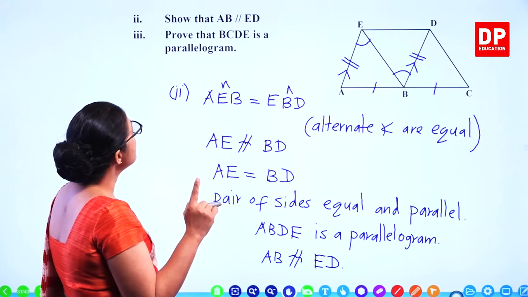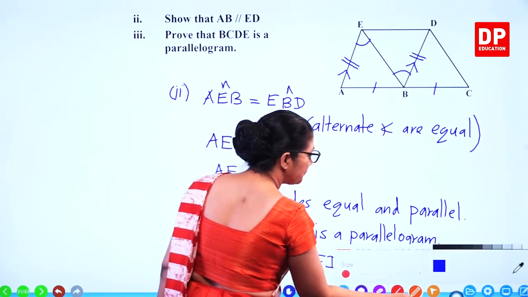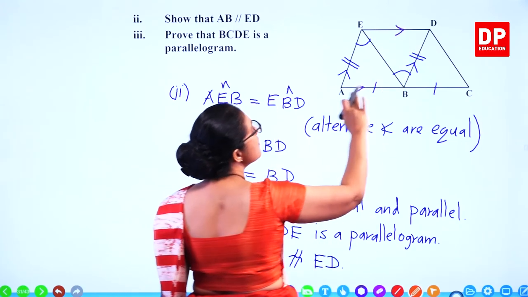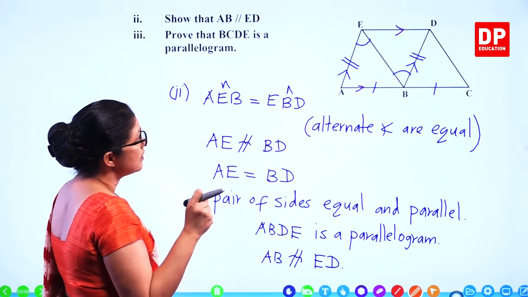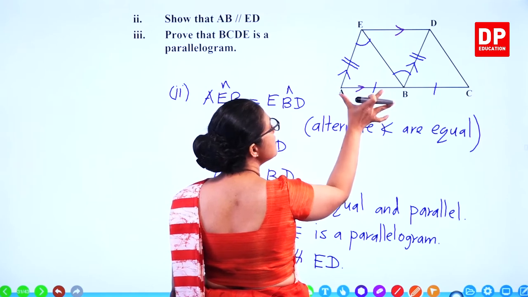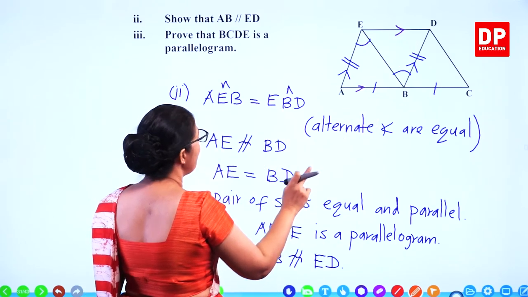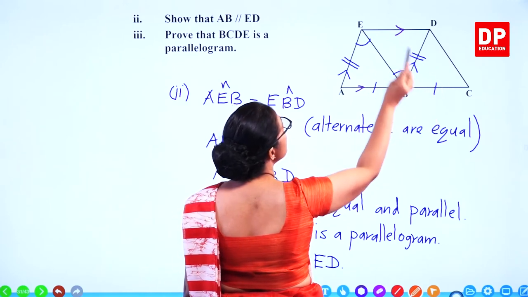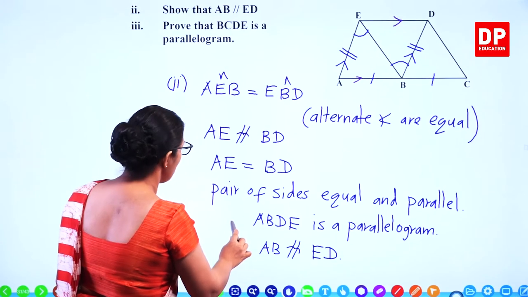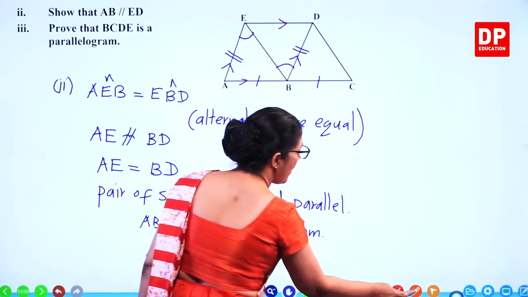What about the third part? Prove that BCDE is a parallelogram. Now we found out these two sides are parallel. So that means these opposite sides are parallel, but we have to show that they're equal as well. Now see, AB is equal to BC. AB is equal to ED. We found that. So that means BC equals ED. We have to write down that step. Third part.